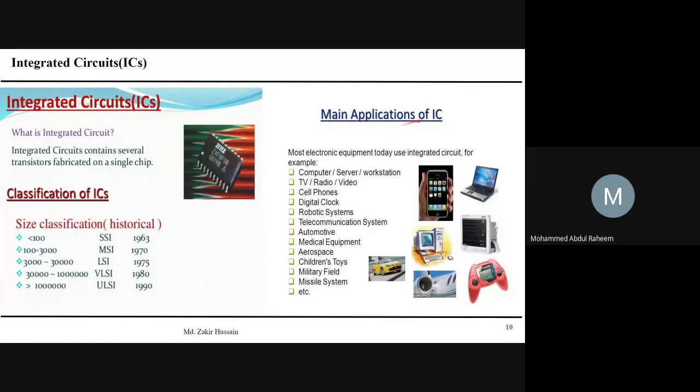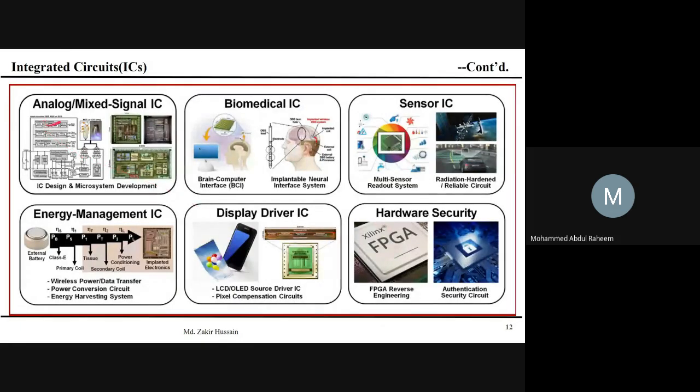So on the right-hand side, what you see are the main applications of ICs. You will appreciate what this IC technology is. Look at computers, TV, cell phones, digital clock, robotics, telecommunication systems. All these applications that you see here on the right-hand side are just because of the development in integrated circuit technology. You see many more applications of these ICs. Some are in biomedical, some are in display drivers. Possibly those people who are fond of using laptops and mobile phones talk about something called a graphics card or graphics processor. All this is because of this IC technology.